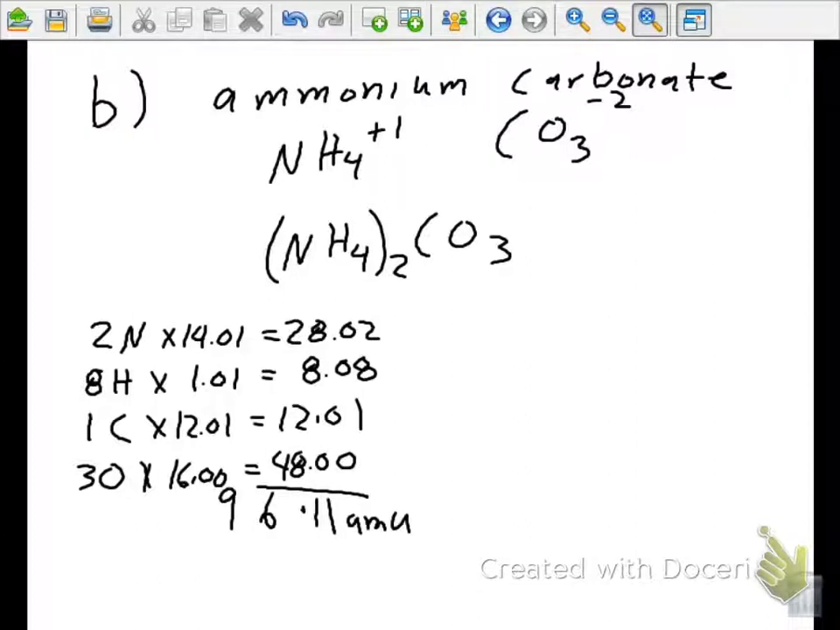Then the 2 multiplies through the NH4, there's 2 nitrogens. 2 times 4 is 8 hydrogens, 1 carbon and 3 oxygens. Multiply those out and add them up and you get the formula weight. Formula weight is 96.11 AMU.